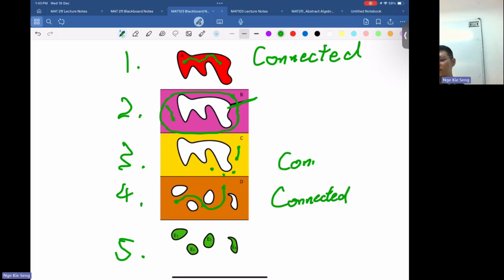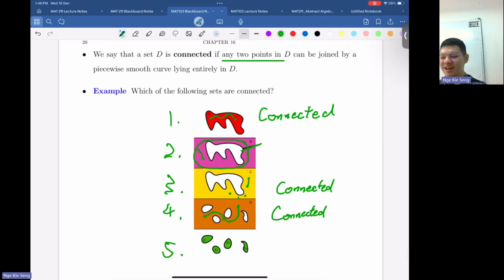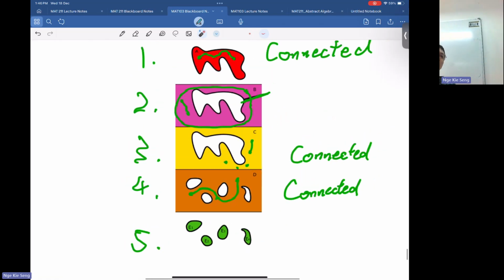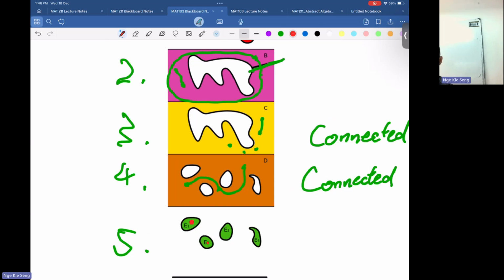Why not connected? Not connected means what? Okay, mathematically it says what? You need to check for every 2 points, right? Negation means what? There exist 2 points such that you cannot connect them with a path lying inside the set. Can you find the 2 points that cannot be connected by a path? Show me 2 points. You take a point from E1 and then take another point from E2.